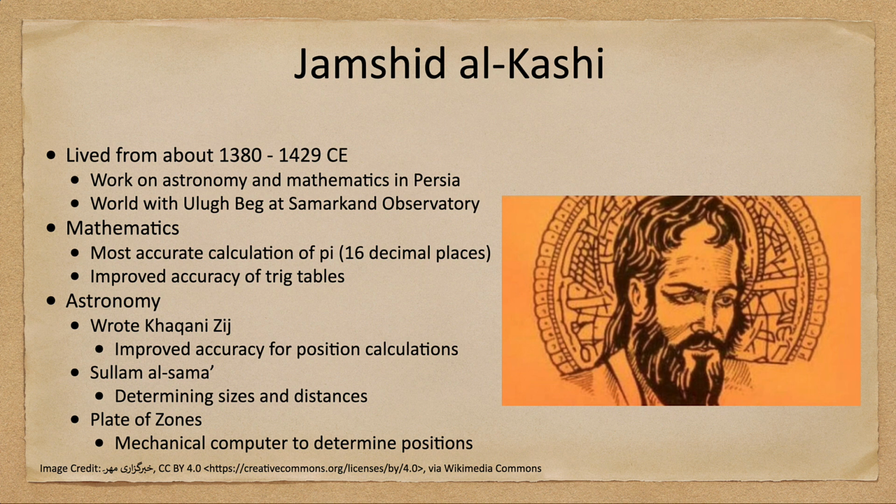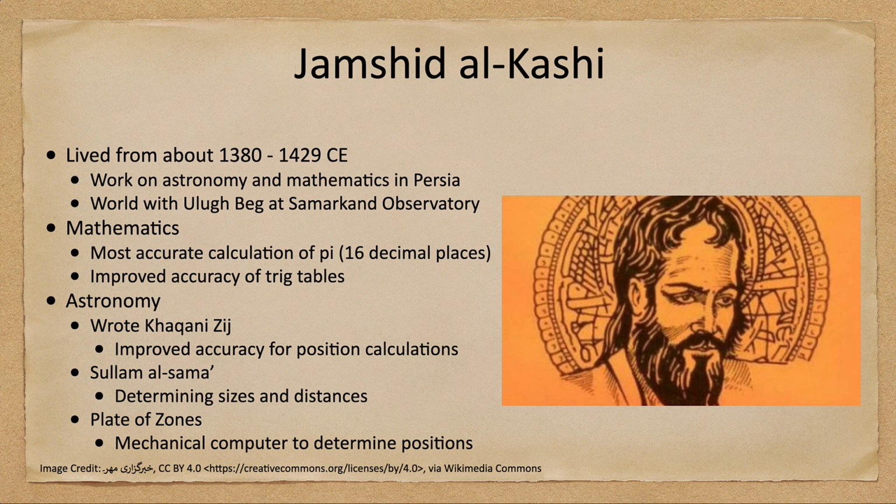And who is Jamshid al-Kashi? Well, he lived from about 1380 until 1429 and worked in Persia. A lot of his work was done primarily in astronomy, as we might expect, as well as mathematics. And he was also known for working with Ulugh Beg at the Samarkand Observatory.